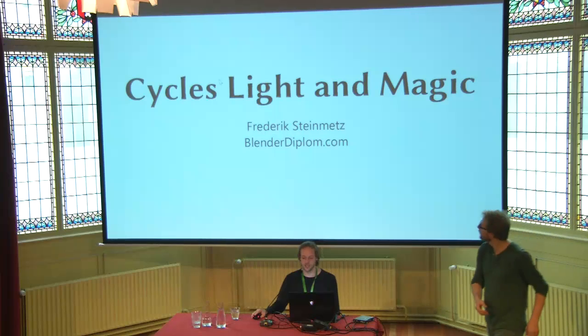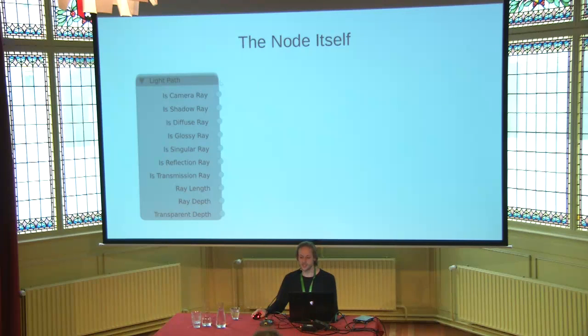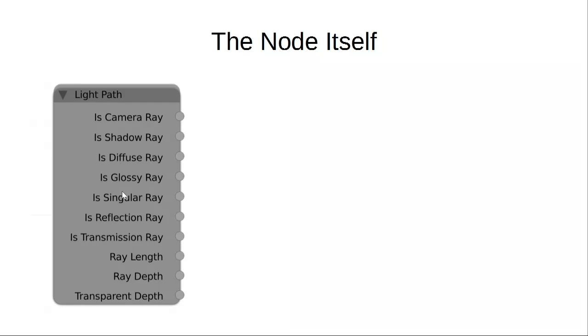And the only reason why I called it magic is that in real life, of course, you can't distinguish, well, light is light. So you can't distinguish between a camera ray, shadow ray, and all the other rays. In photography, you just look through your camera and you take a picture. In cycles, it's different, and that's what I meant by magic.